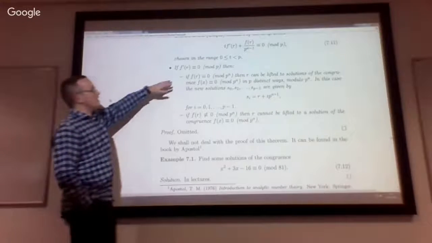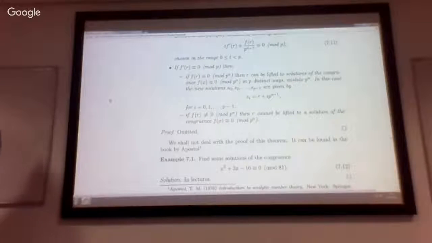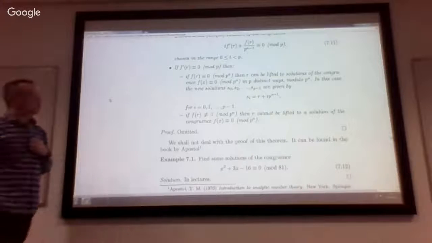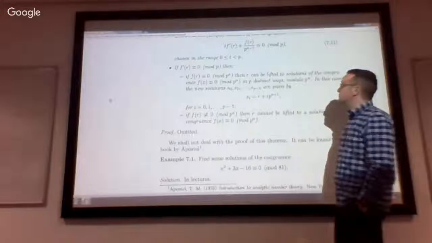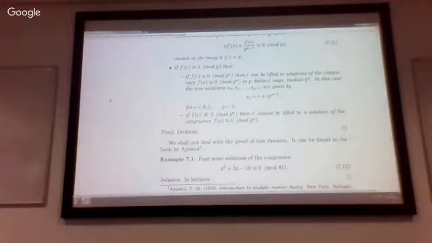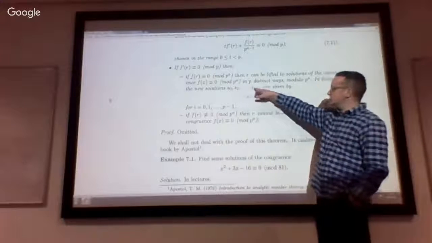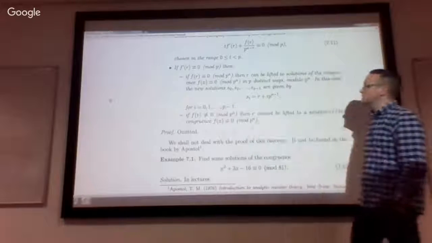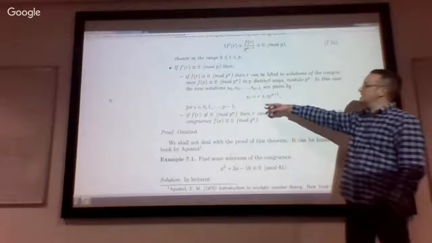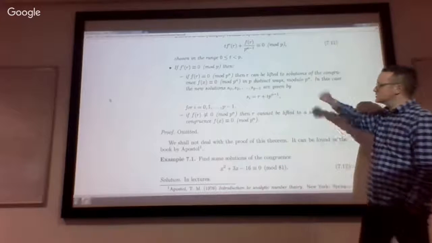Whereas if the value f of R is congruent to 0 modulo p to the a, then the solution R does lift and it splits. It generates multiple new solutions at the next level. And it will generate p different solutions given by this formula here. So you've got these p values, S0 through S p minus 1, indexed by i goes from 0 to p minus 1. And they're all generated by R. They're all in the same congruence class of R modulo p to the a minus 1.